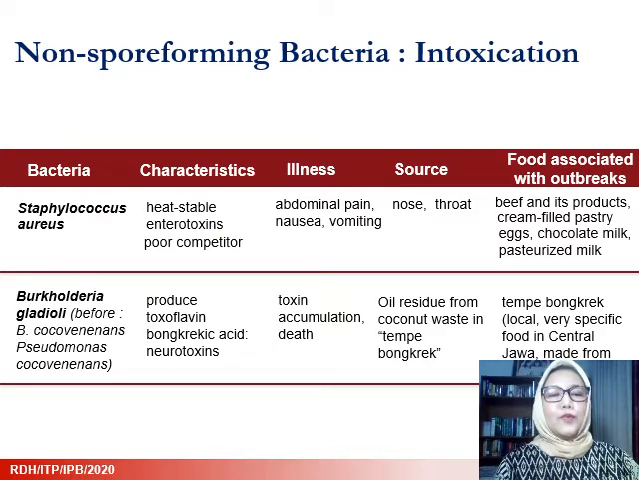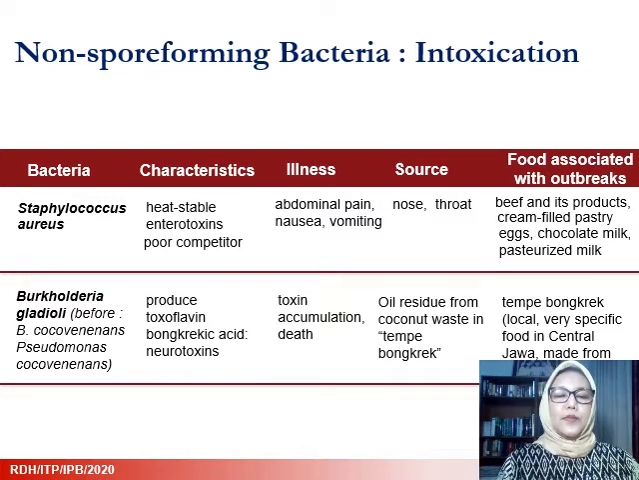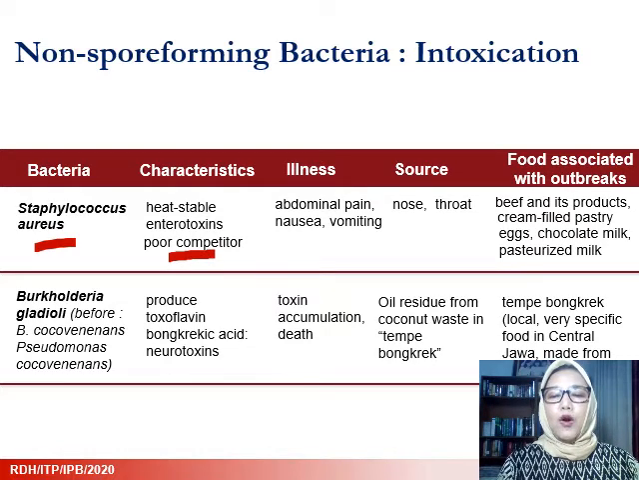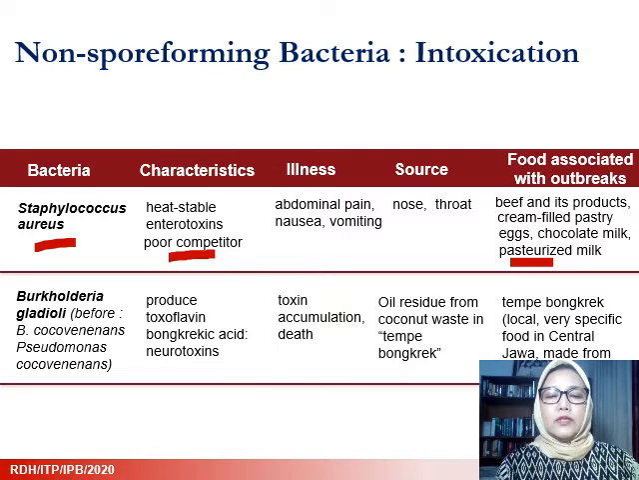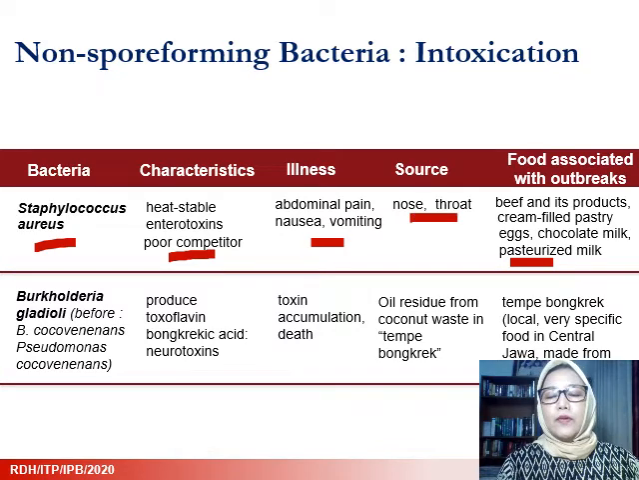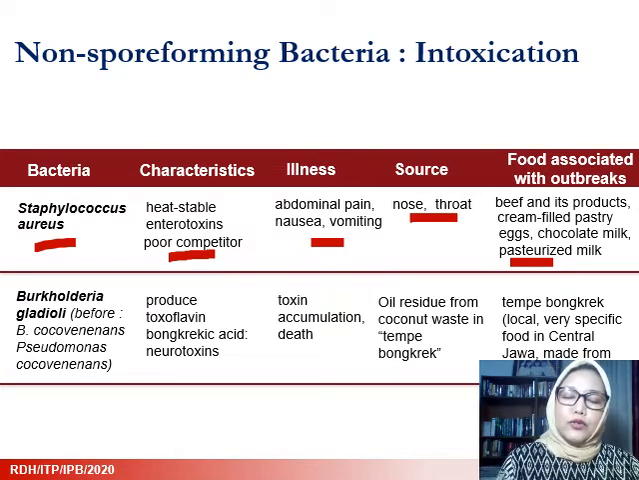Now let's move to non-spore-forming bacteria that can cause intoxication. The first one is Staph aureus. We have talked about it before. It produces heat-stable enterotoxins, but it is also a poor competitor. That's why most of the outbreaks are due to processed food and not raw foods. The illness due to these enterotoxins is generally nausea and vomiting, and the bacteria are generally coming from the workers because it usually originates from the nose and throat.